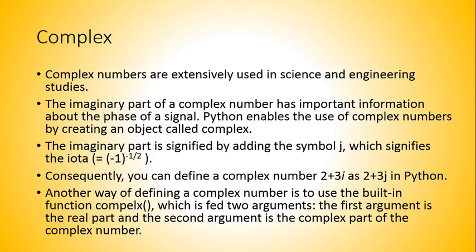Consequently, you can define a complex number as 2 plus 3i as 2 plus 3j in Python, because Python by default uses j as the imaginary part. Another way of defining a complex number is to use the built-in function complex. Now this function has two arguments. The first argument shows the real part of the number and the second argument is the imaginary part of the complex number. So when I'm trying to code it in this Python console, let me show you how it is done.